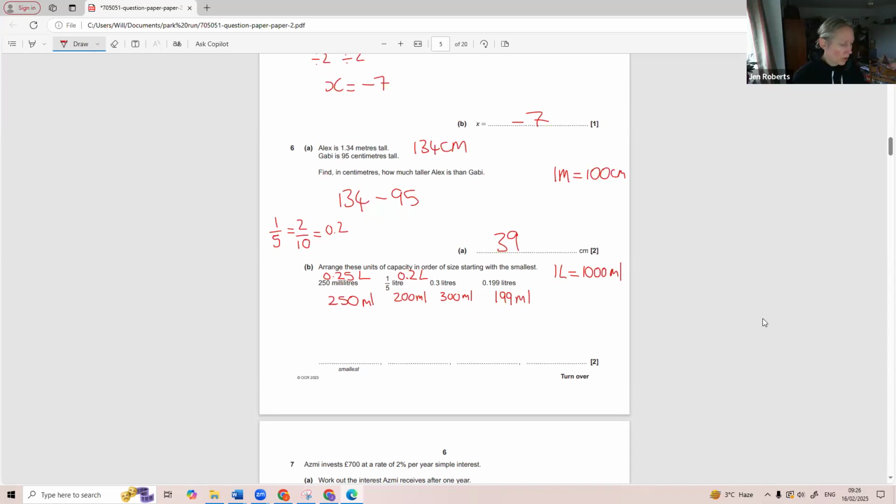So it's up to you if you want to look at your millilitres or your litres to order them. This is obviously the smallest. Then it's this one. This one. And this one's your largest.